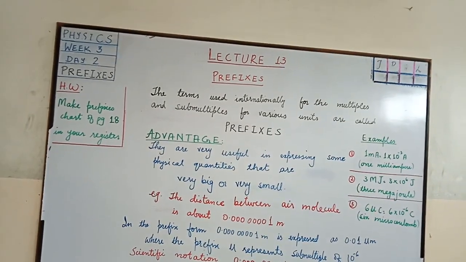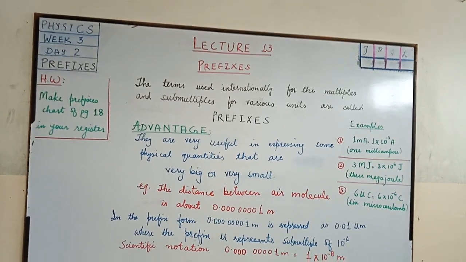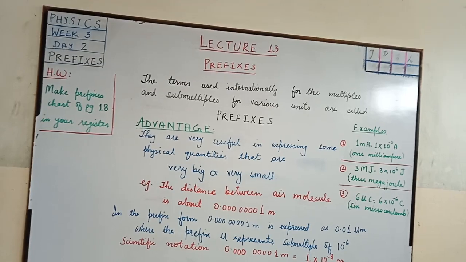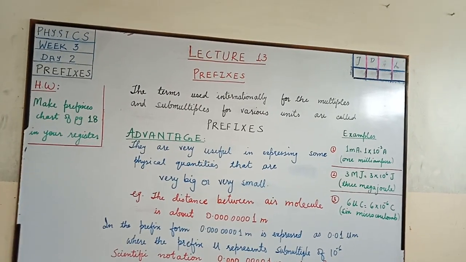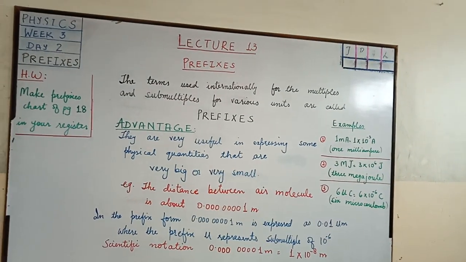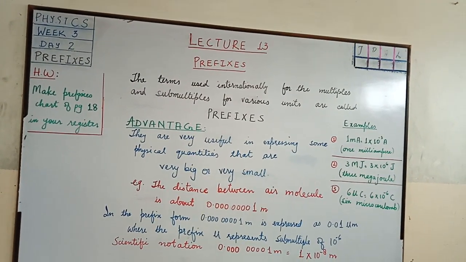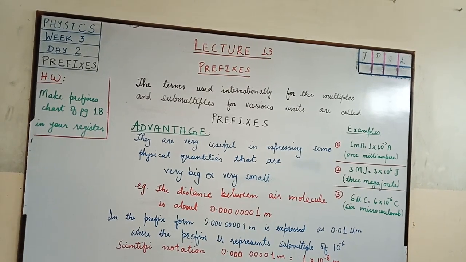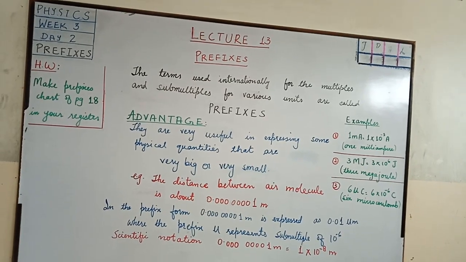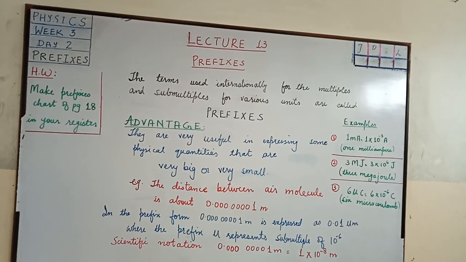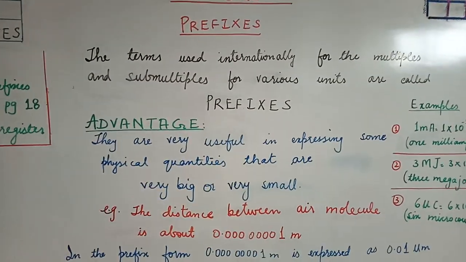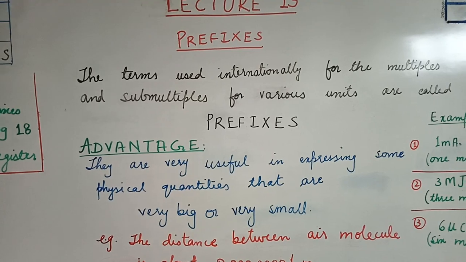I have explained in my previous lecture about multiples, submultiples for various units. I have also explained about scientific notation with some raised to power values. Remember? These multiples and submultiples of different units are obtained simply by multiplying or dividing with 10 or powers of 10. The terms used internationally for the multiples and submultiples for various units are called prefixes.